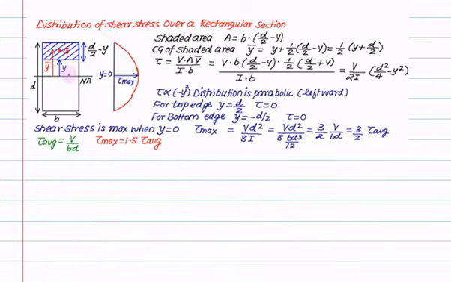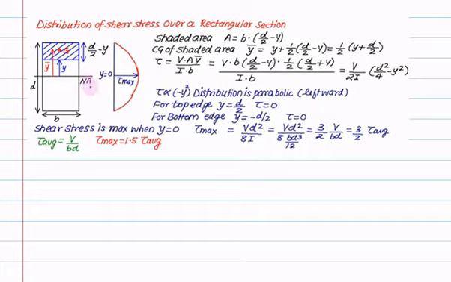So this is the distribution for a rectangular section. We consider this section at y, so anything above y, that is hatched here, and let G be the centroid of this area, at a distance of y bar. The beam has a width equal to b and depth equal to d. So this small portion will have a height equal to d by 2 minus y.